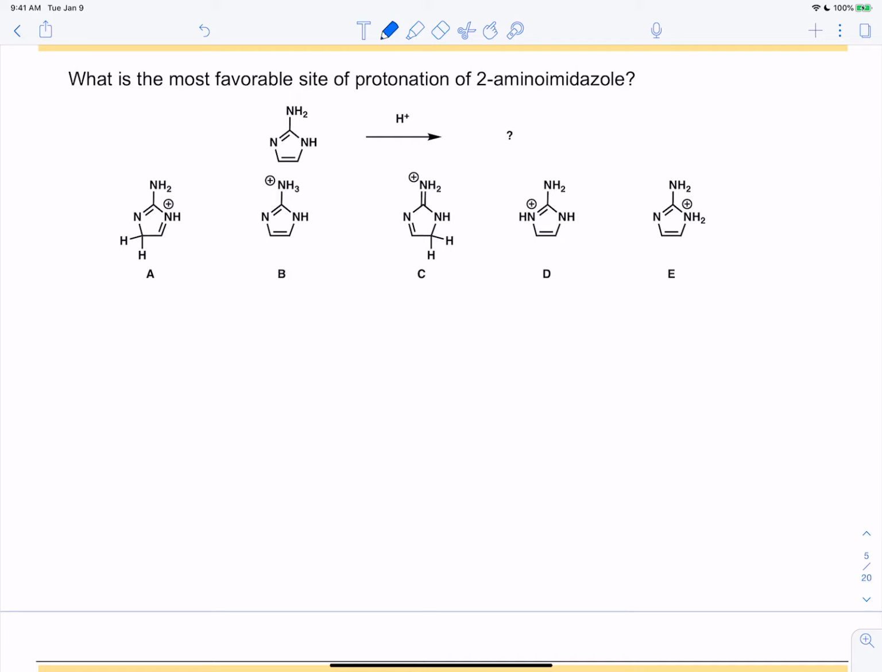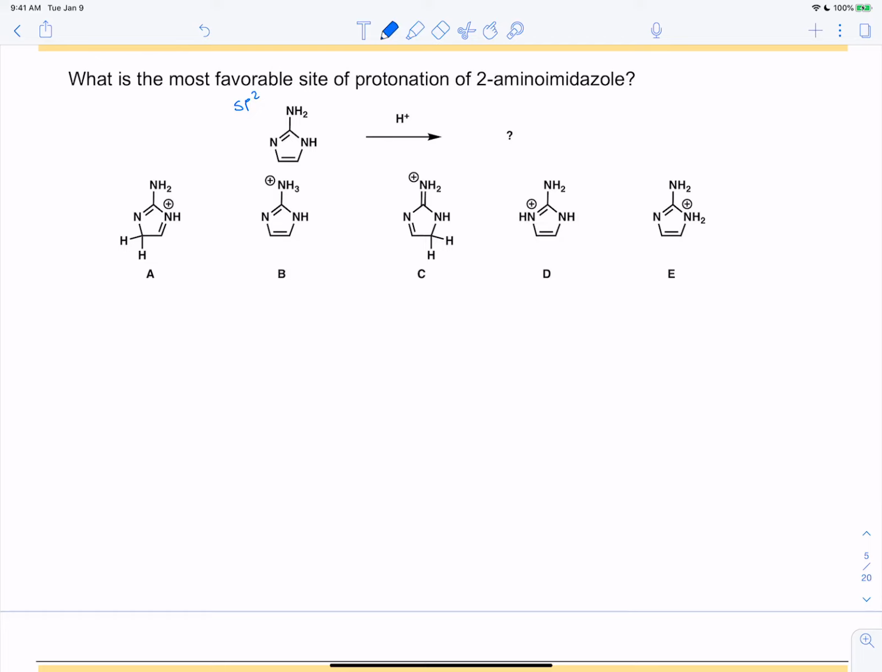The next question is one on 2-aminoimidazole. So this is a case where we're trying to figure out where is the most basic nitrogen on the molecule. And we're given a number of different options. So once again, we're all using the same different nitrogens in the molecule. All these nitrogens are sp2 hybridized initially, though they can change their hybridization state a bit upon protonation.